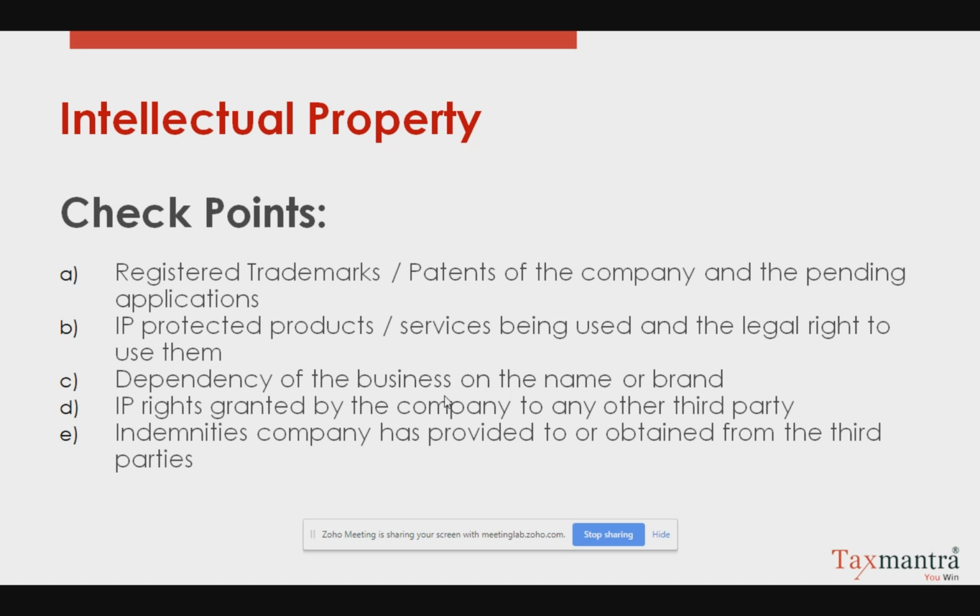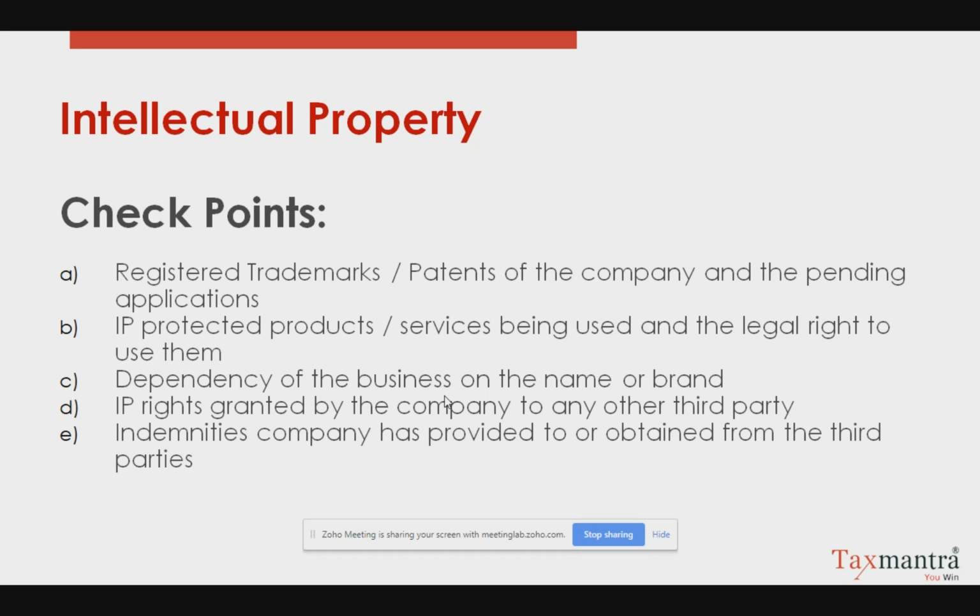So what do they check? What are the checkpoints here? The first one is if the company has any registered trademarks or patents, and if there are any pending applications on the same, they can check them. The second one is if there are any IP protected products or services which are being used by the company, and do they have any legal right to use them?